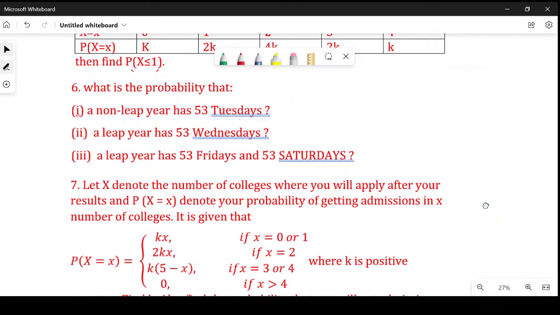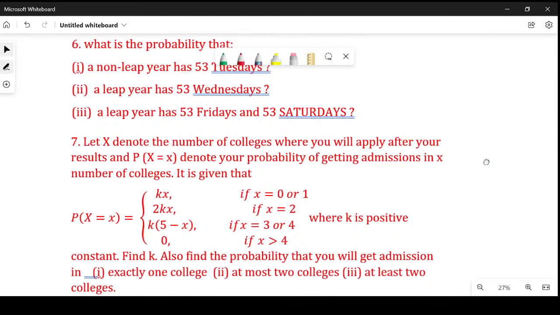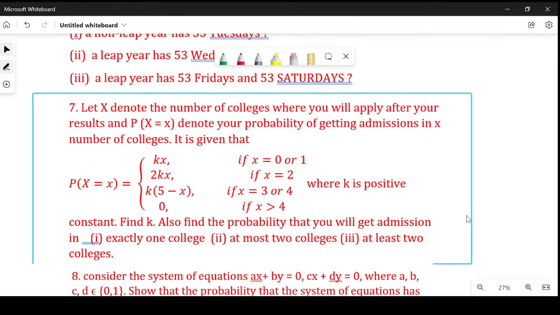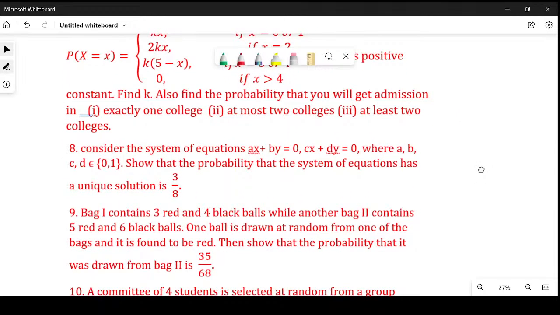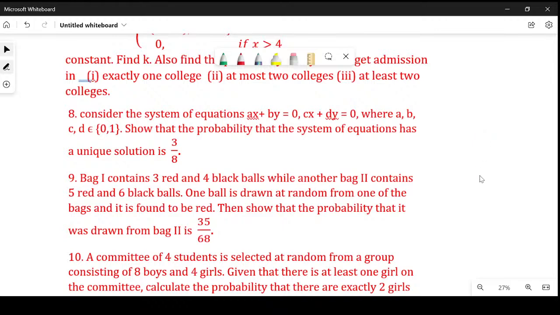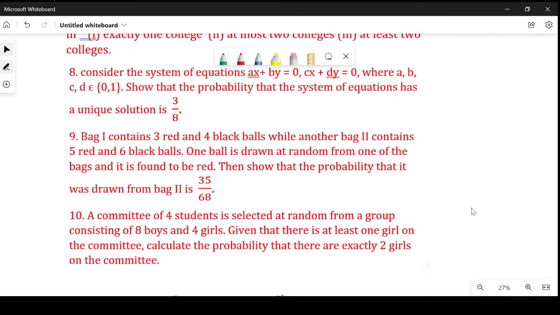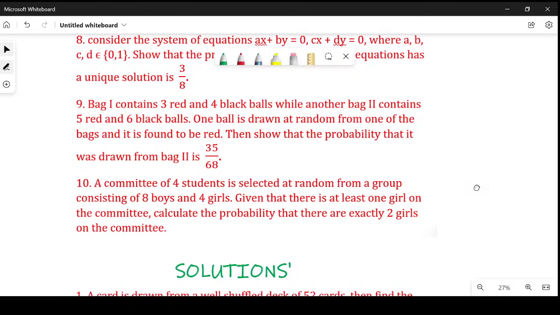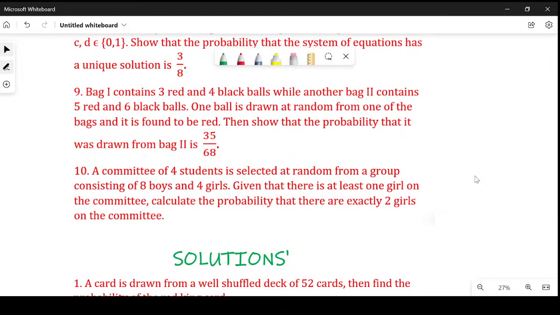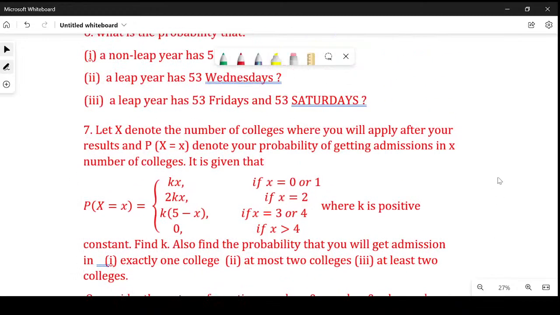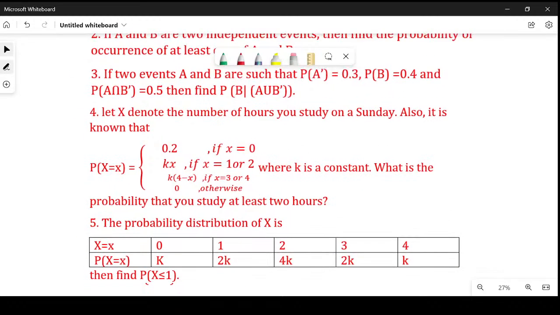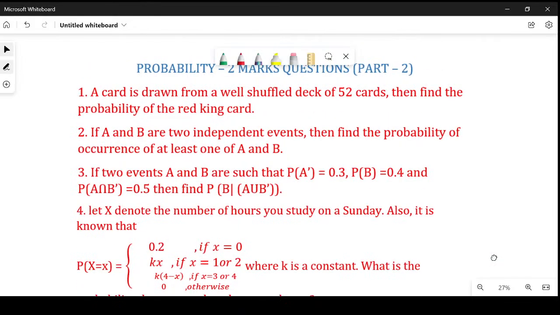The sixth one is related to leap year, non-leap year. The seventh one is probability distribution. The eighth one is related to system of equations. The ninth one uses Bayes theorem. The 10th one is a simple concept problem. These are the 10 problems I have given, understood? So in total I am going to explain 10 problems today, one after one.